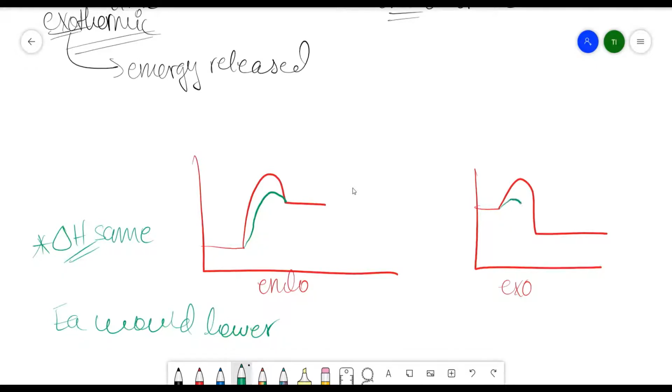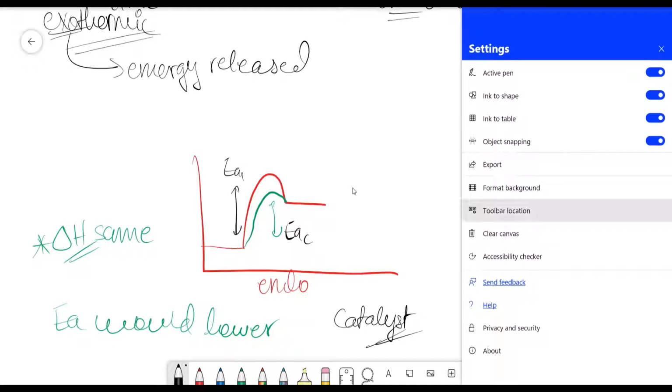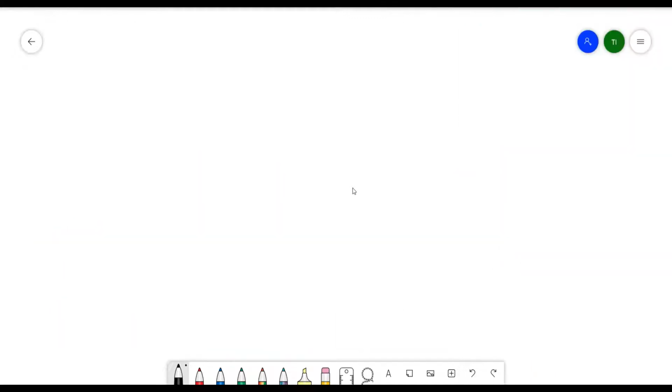Or it can also be like this, just following the graph along. The activation energy in this case is much lower, and the activation energy in this case is also much lower than the original activation energy. So that's what would happen if a catalyst was involved in the reaction. Okay, I hope that makes sense. Let's continue. Those are the important graphs that you have to know for this enthalpy changes lesson.